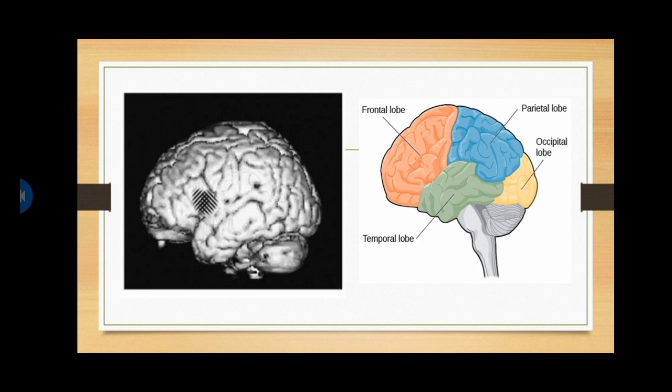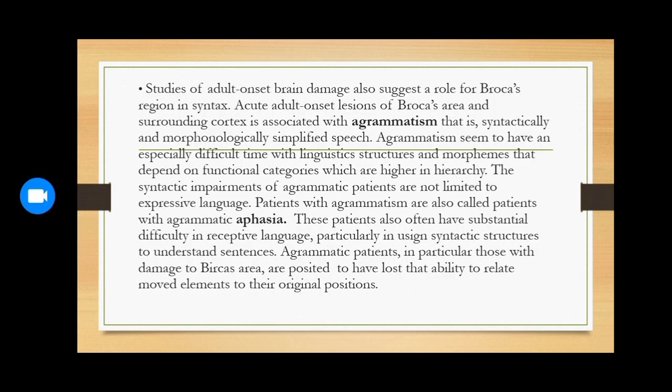The temporal lobe involves speech, behavior, memory, hearing, as well as vision. Overall, Broca's area is essential for language production. Studies of adult onset brain damage also suggest a role for Broca's region in syntax. Adult onset means beginning during adulthood.